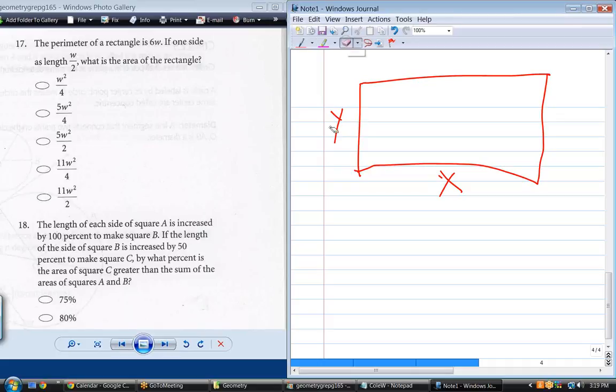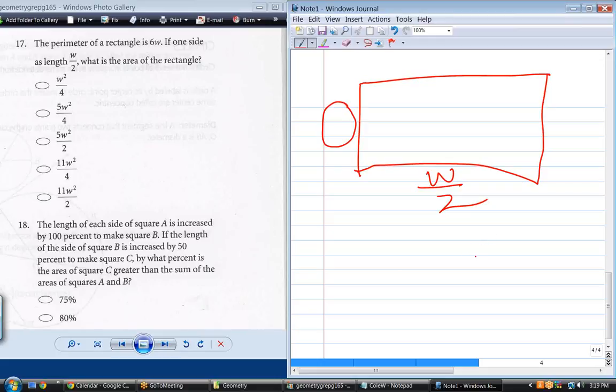In fact, let's go a step further. If one side has a length of w over 2, let's just go ahead and call it that. What's the other side? If we can figure out the length of that, then we'll know the area, right? Because the area is base times height.